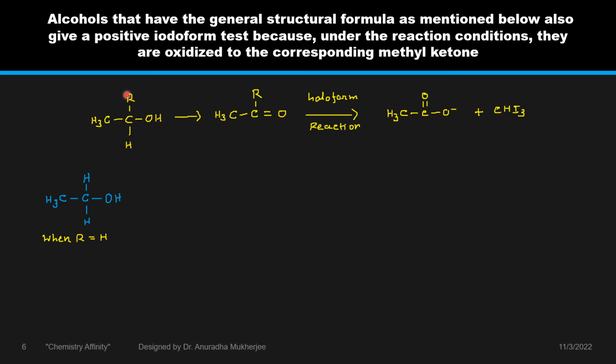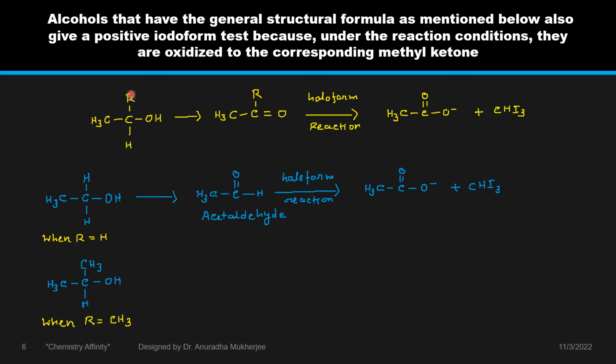Suppose R is hydrogen, so that means it is ethanol. Now in presence of sodium hydroxide and iodine, ethanol is oxidized to acetaldehyde. Now acetaldehyde also can be considered as methyl ketone, and then it will give a positive iodoform test. So ethanol is one of the alcohols which shows positive iodoform test, and acetaldehyde is the only aldehyde which shows positive iodoform test.